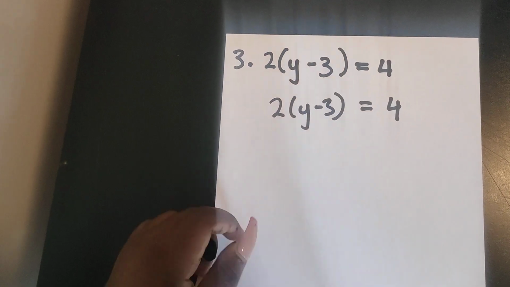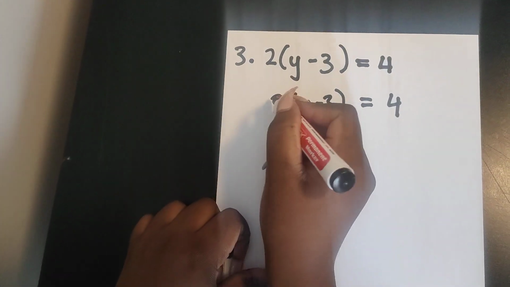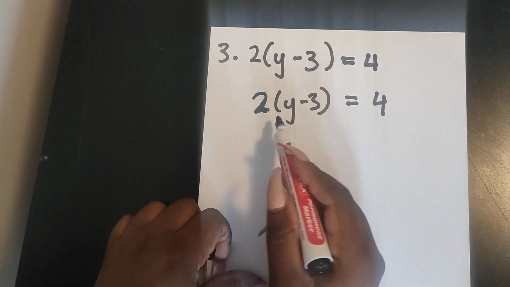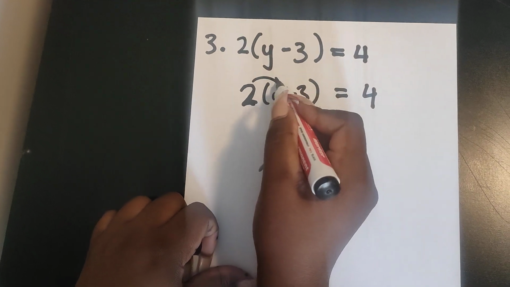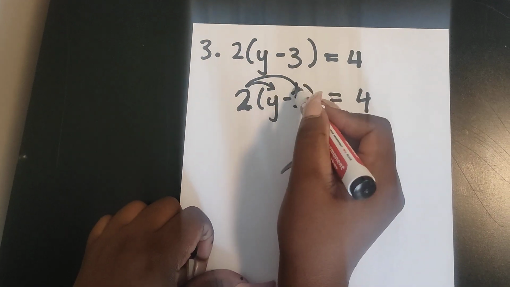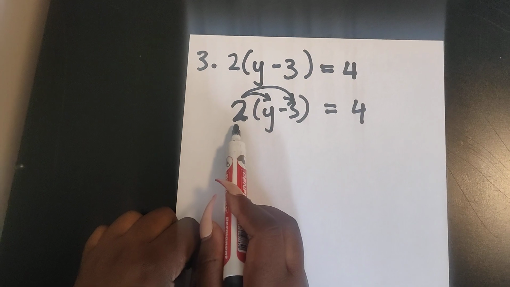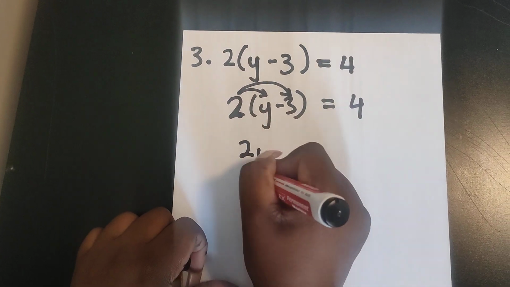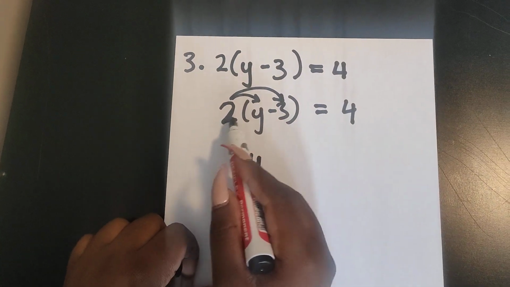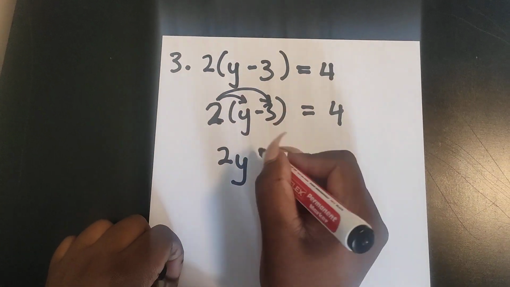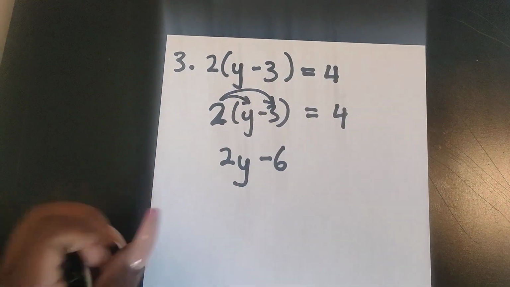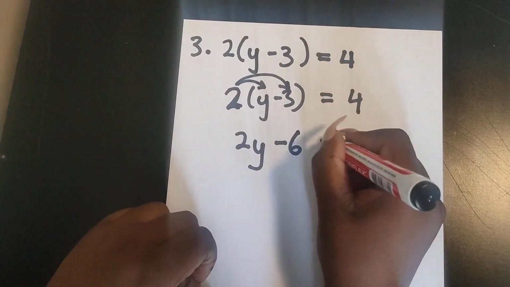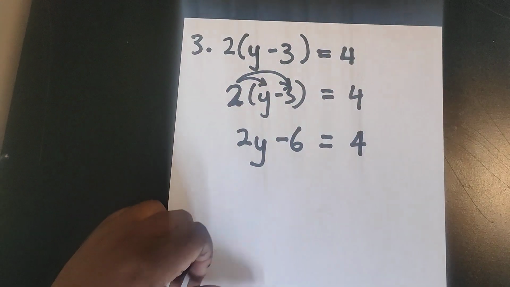So what we usually do with algebra is that a term outside is going to multiply each and every term inside the bracket, right? So you're going to first say 2 multiplied by y is 2y. And then we're going to say 2 multiplied by -3, it's -6. So the brackets are off, right? And then you're going to bring down the equal sign, which is 4.